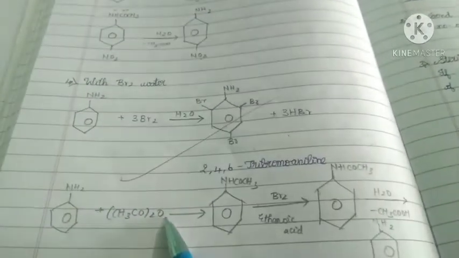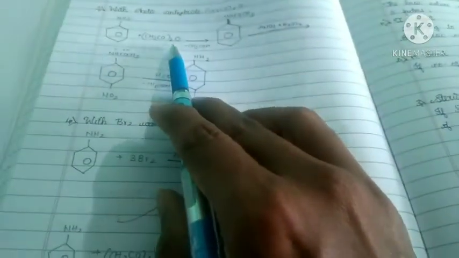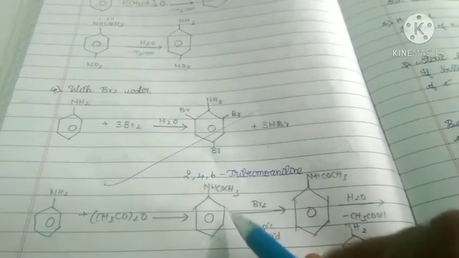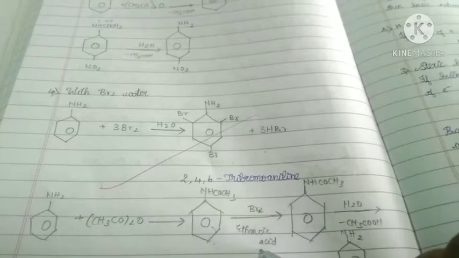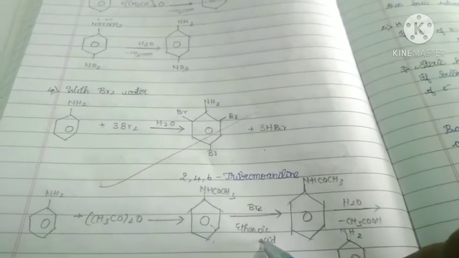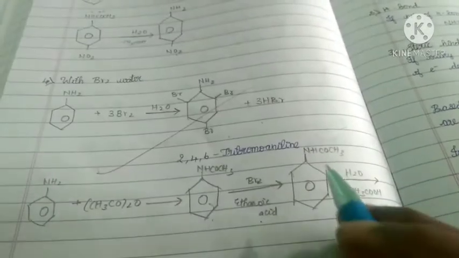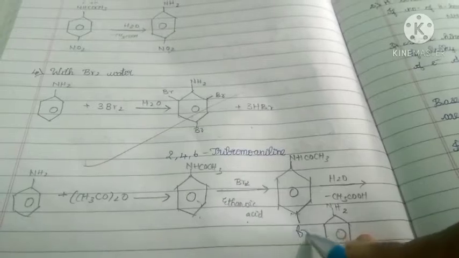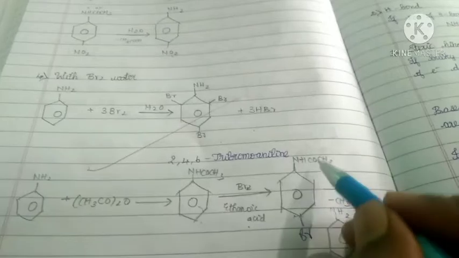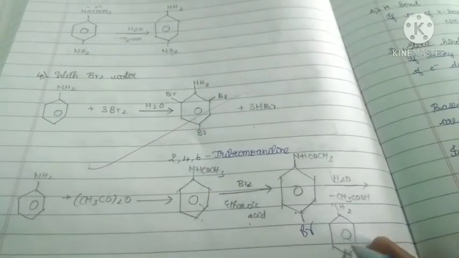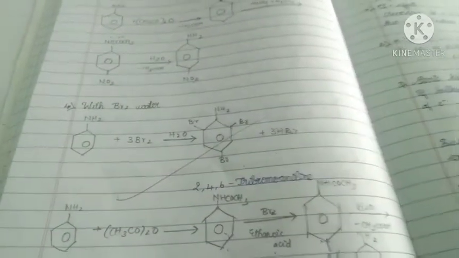Here one more reaction is there. When aniline reacts with acetic anhydride, as in the previous reaction, we get this compound. This is called acetanilide. When this compound reacts with bromine in the presence of ethanoic acid, then we get which one? This one, parabromoacetanilide. When this compound is treated with water, then this will be removed and this will be formed.